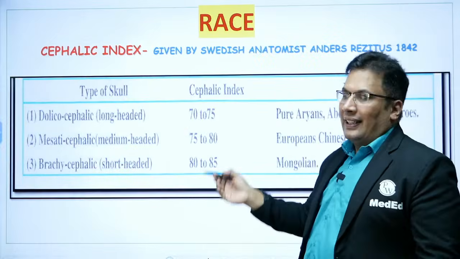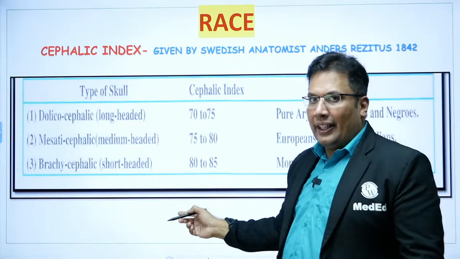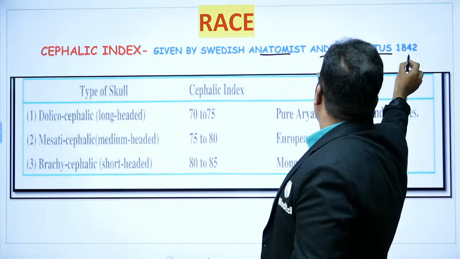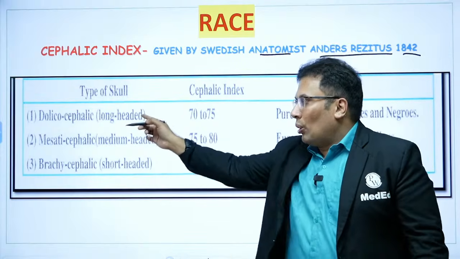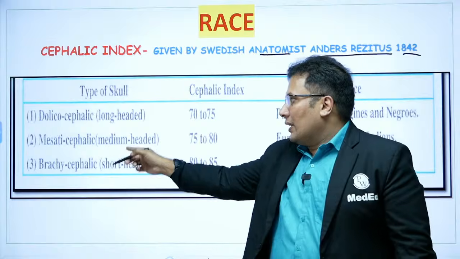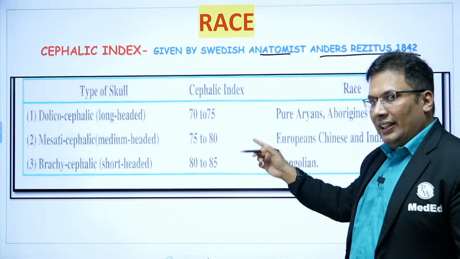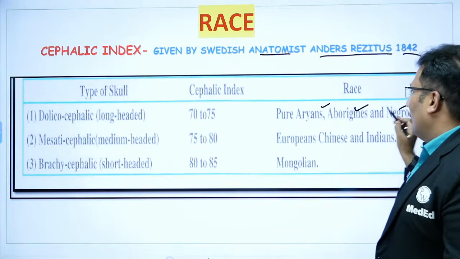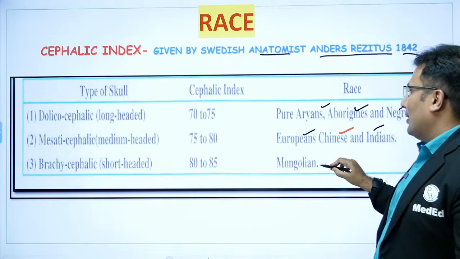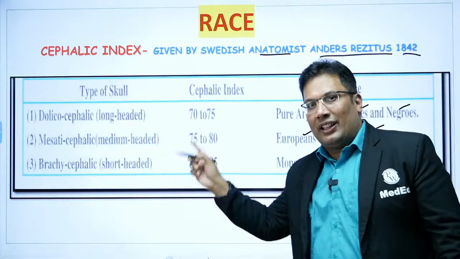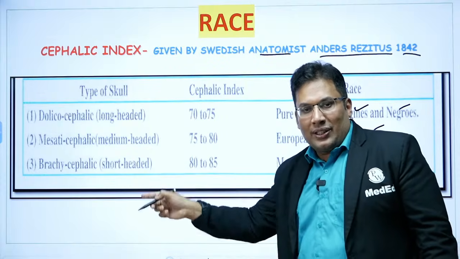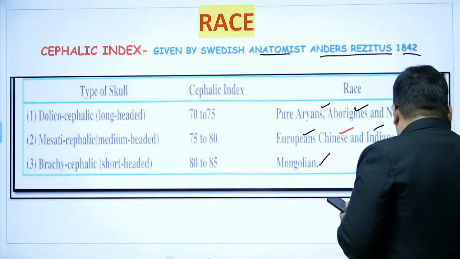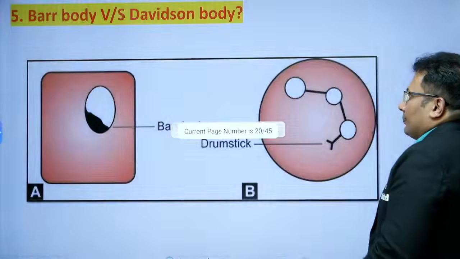So you can write like this in exam. This is taken from KS Narayan Reddy. Cephalic index was given by anatomist Anders Retzius in 1842. Dolichocephaly, mesaticephaly and brachycephaly, you can see here, same. So Aryans, Aborigines and Europeans, Chinese and Indians, and Mongolians. This is what is given in the standard textbook. You can go through this after the class. Okay, so this is about question number 4.